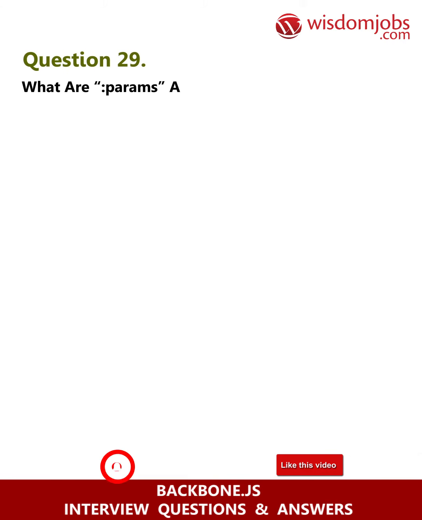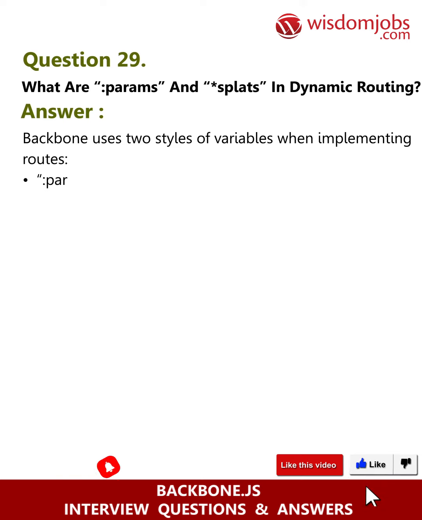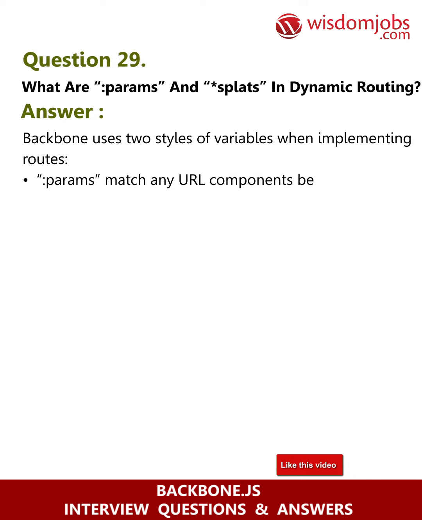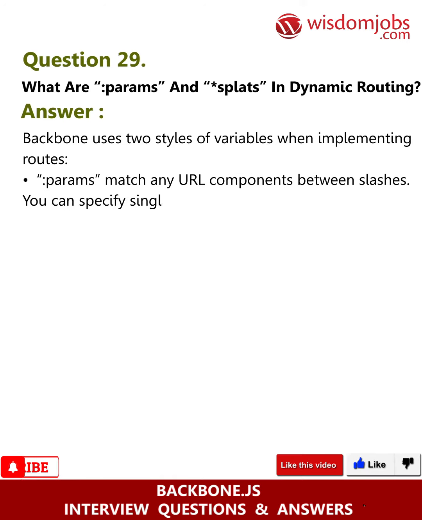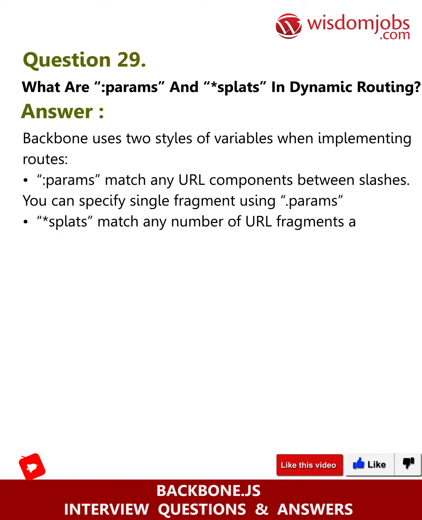Question 29. What are params and splats in dynamic routing? Answer. Backbone uses two styles of variables when implementing routes. Params match any URL components between slashes. You can specify a single fragment using params. Splats match any number of URL fragments after the query.